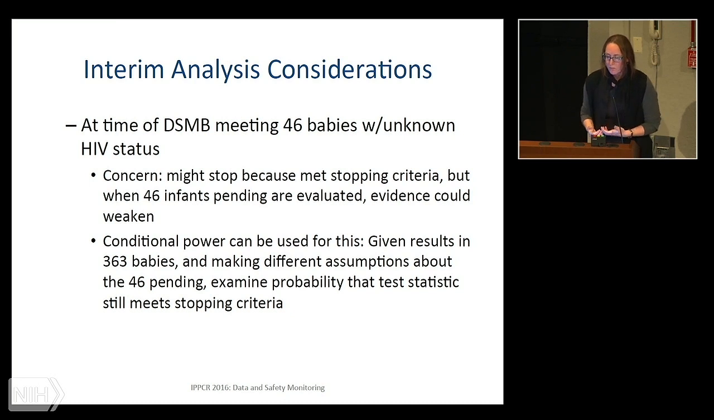And so the first discussion was that they knew there were 46 babies that were sort of in limbo. They didn't know their HIV status, and they didn't want to stop for efficacy and then have those babies evaluated and realize retrospectively that the boundary wasn't actually met for stopping. And so, because there is more evidence that's needed, not the usual 1.96, and we'll get into that in a little bit, when you're stopping early.